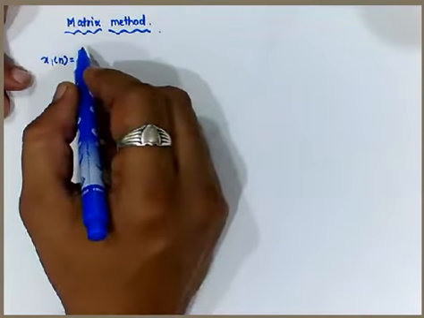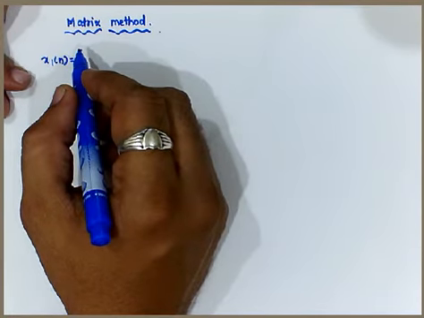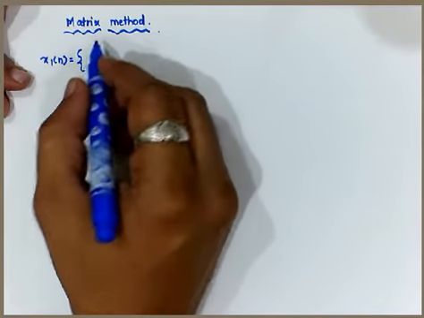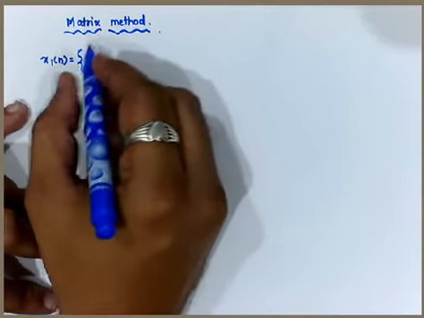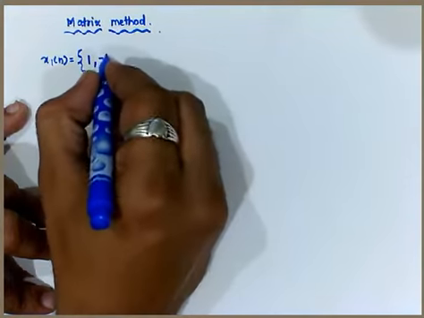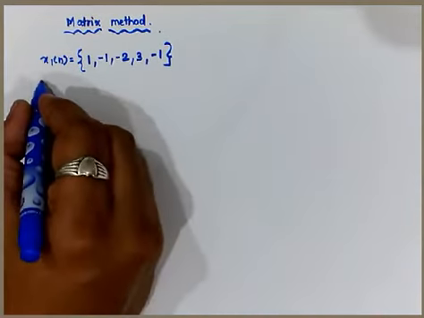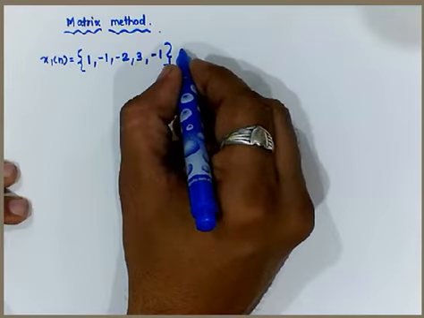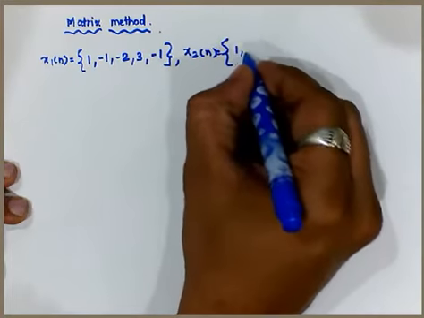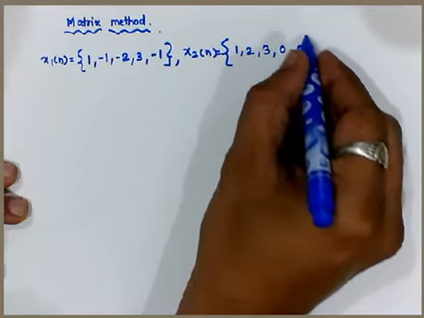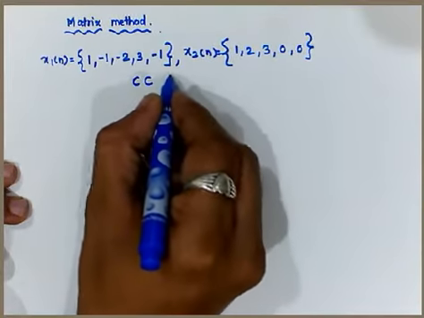Hello students, let's proceed to the matrix method for calculating the circular convolution. In this case we are going to see a simple calculation of circular convolution. Let's say x1 of n is given as 1, -1, -2, 3 and -1, and the second sequence, x2 of n, is nothing but 1, 2, 3, 0 and 0. These are the two sequences for which we need to calculate the circular convolution.